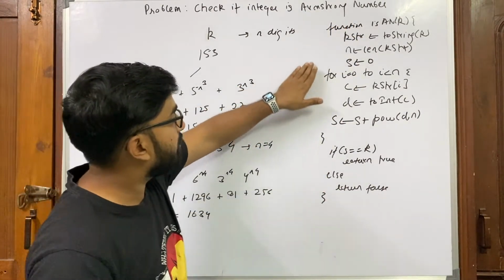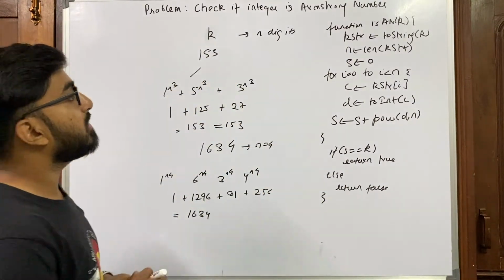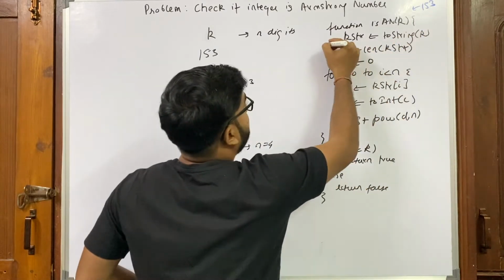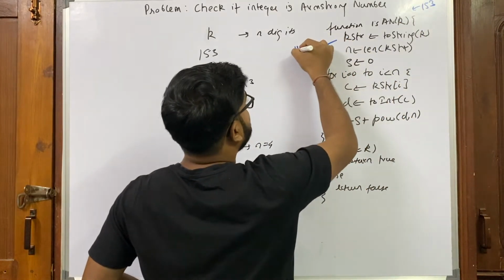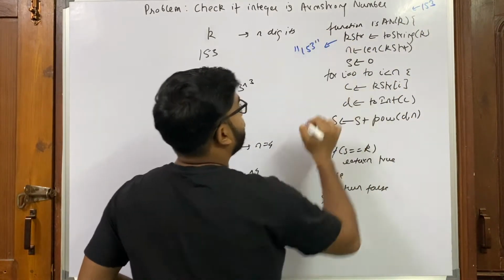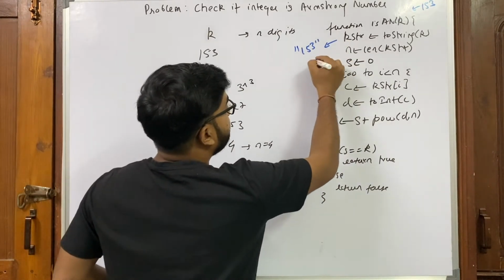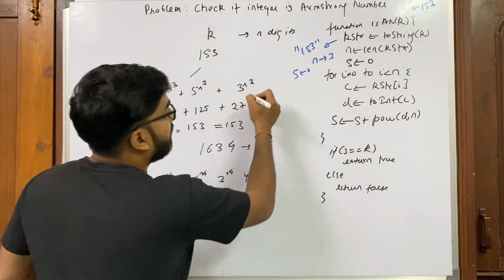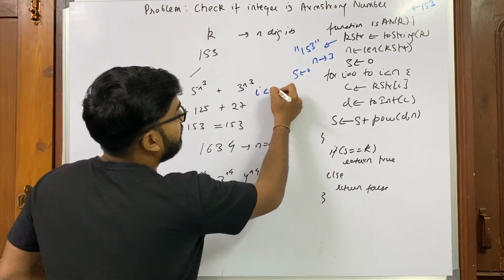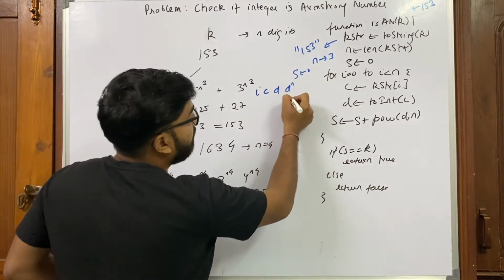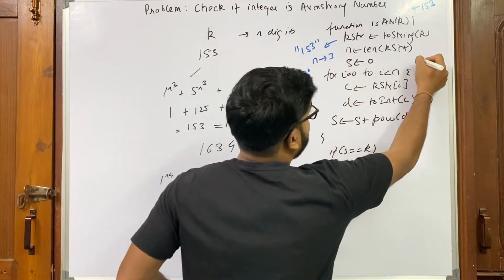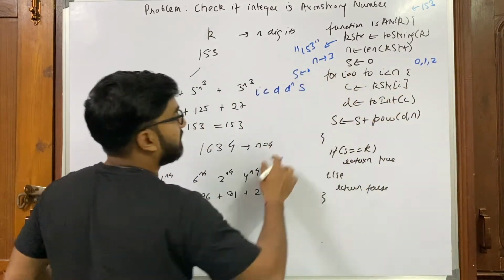So let's run this algorithm for k equals 153. k takes value 153. So kstr is the string form of this integer, which is 153. n is the length of this string, which is 3. s is set to 0. So I have values i, c, d, d to the power n, and s. i goes from 0 to less than n, so i takes values 0, 1, and 2, less than 3.